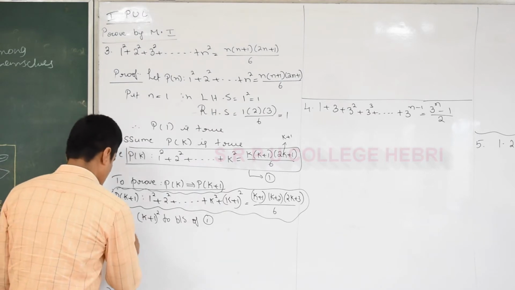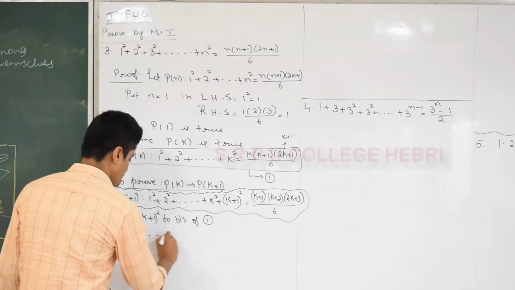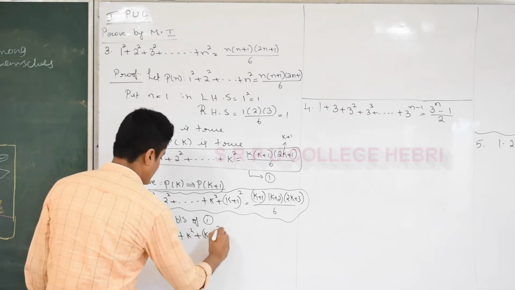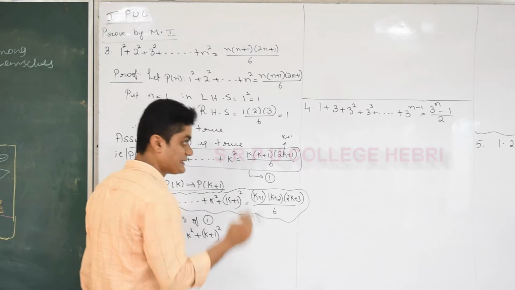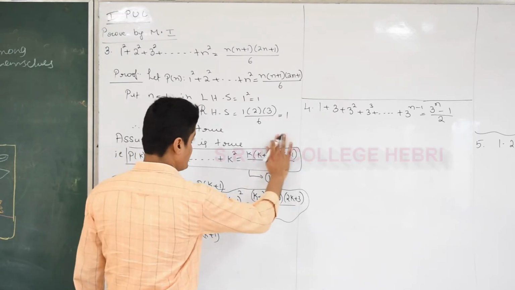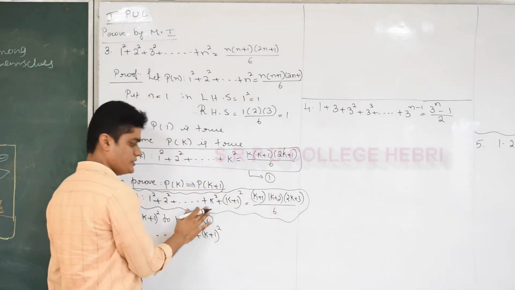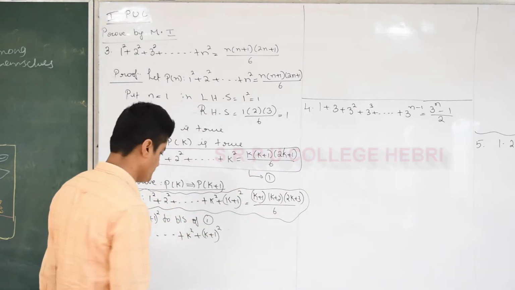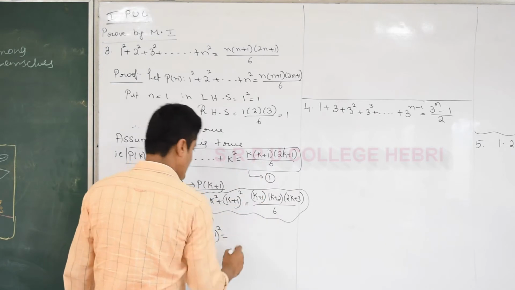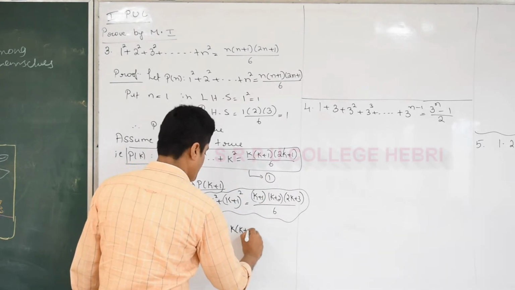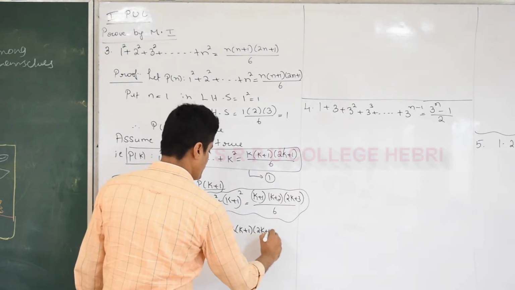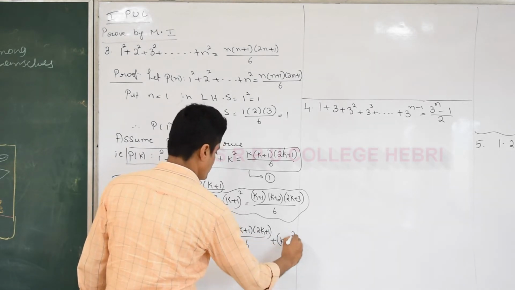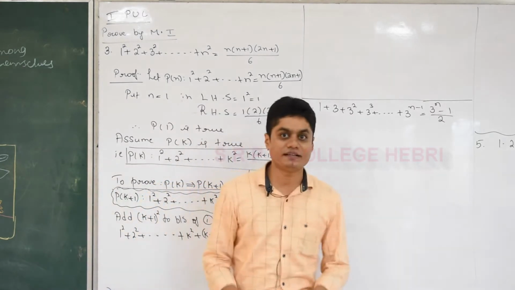So what is the left hand side? 1 square, 2 square, and so on up to k square already, and we are adding k plus 1 whole square. Remember, you are adding to the right hand side of equation 1. Please remember, because if you add to the other expression and simplify, you will not get the answer, so be careful. So you should add with equation 1: k into k plus 1 into 2k plus 1 divided by 6 plus k plus 1 whole square. The last work is to simplify this expression.